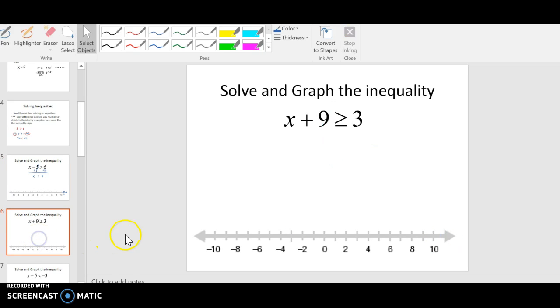Okay. Next one, x plus 9 is greater than or equal to 3. To get rid of the 9, I'm going to go ahead and subtract it. x is greater than or equal to 3 minus 9, which is negative 6. So right away I go to negative 6. I'm going to have a closed dot, and I'm going to shade to the right again.